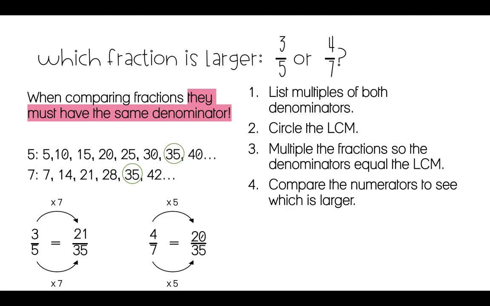Here we have 21/35 and here we have 20/35. If we look at these two, this number here is actually bigger than this number. And so what we say, and we always compare the original fractions, is that 3/5 is greater than 4/7.